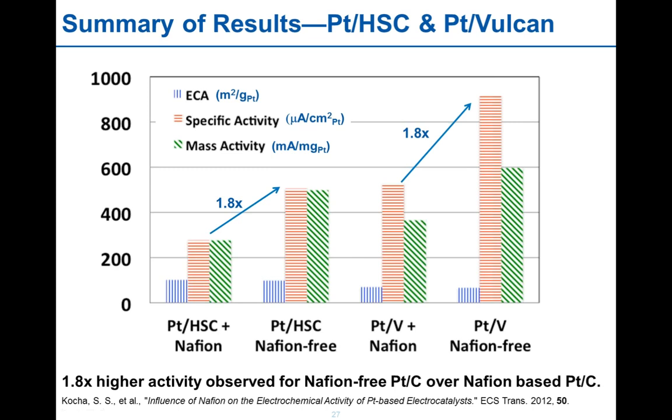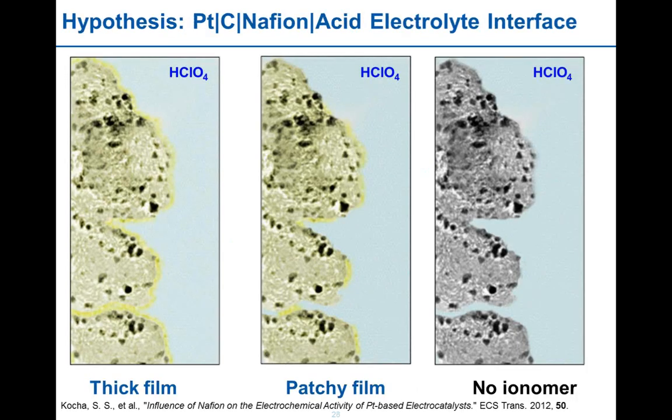Now, the reasons for an improvement in the specific activity can be only faster reaction turnover times or better oxygen transport and more oxygen. So we wanted to go a little bit deeper into this and understand what's going on and why we get such high values without Nafion. Here's some schematics that helps us come up with a hypothesis for what's going on at the interface.